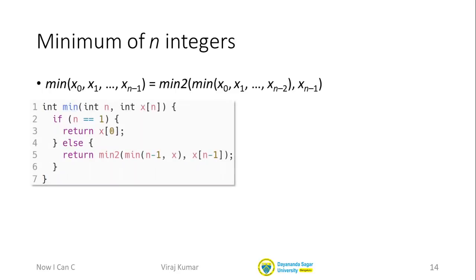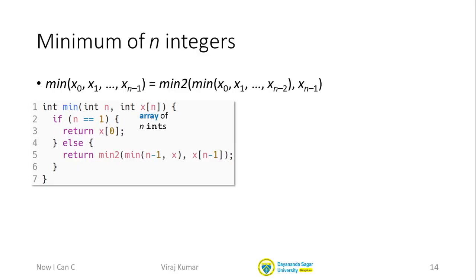So here is what the final answer looks like. And the first thing I want you to just sit back and appreciate is, wow, that's simple. I mean, it's only 7 lines of code. So let's understand what these lines are. So the first line, we're saying min is a function that returns an int. And it takes 2 arguments, right? The first argument, there's a parameter n, which is an integer. And then there is this second parameter, x square bracket n. So we have to understand what this notation means.